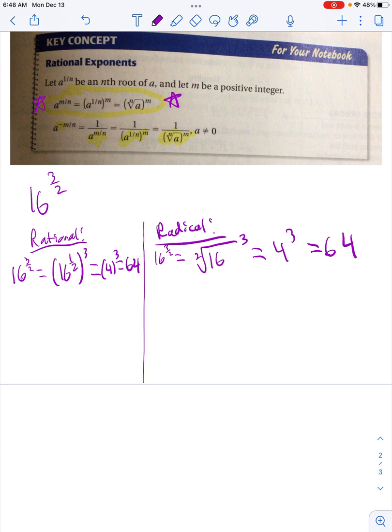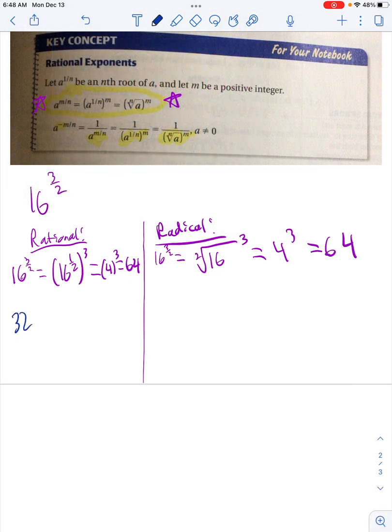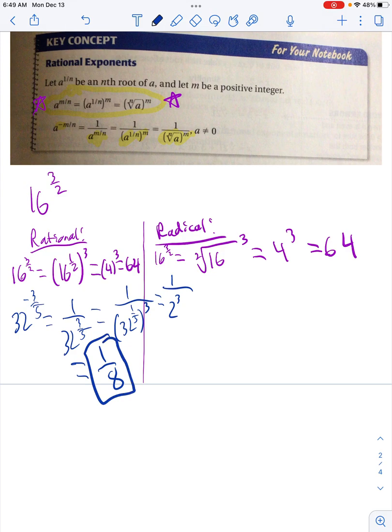One more example of those. Let's say that we take 32 to the negative 3/5, which equals 1 over 32 to the 3/5. So that's equal to 1 over 32 to the 1/5 to the 3rd power. So what number to the 5th power equals 32? Well, that's only 2. 2 is the only answer that's going to work for that. So we get an answer of 1 over 2 to the 3rd, or 1 over 8.